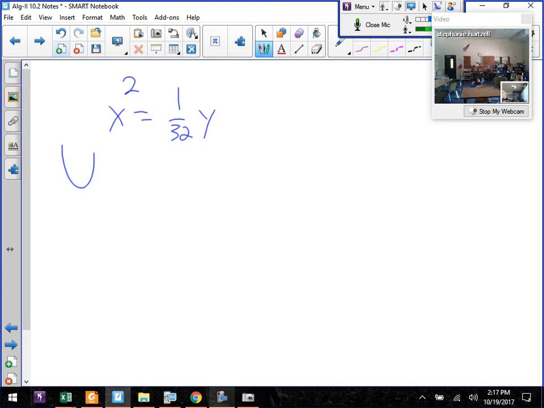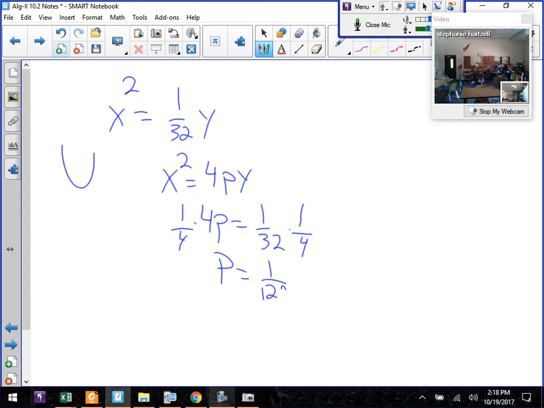So what I do then is write out: it's going to be x squared equals 4py. Well, what do I set 4p equal to? 1/32. So 4p... no, you're off, 128. So you multiply both sides by 4, basically the same thing here. So your p value is 1 over 128. Okay.